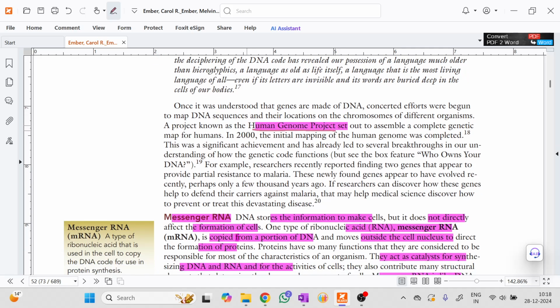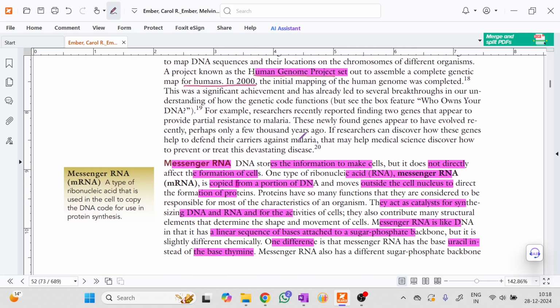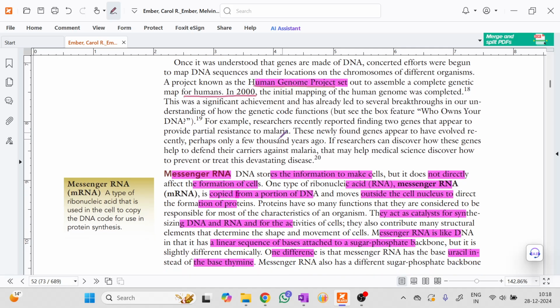The Human Genome Project was started to map the genetic makeup of humans. Then we are going to talk about messenger RNA in the further chapters. That's all for now.